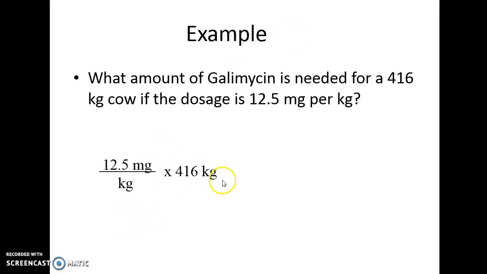Some of you like to write an over 1 so that it's a fraction. You don't have to, but you can. Notice, because this is in the numerator, anything without a denominator is in the numerator. That is in the numerator. This is in the denominator. They cancel out, and you end up with 5,200 milligrams or 5.2 grams, which is the dosage that you would give this 416 kilogram individual. So this is the method for getting rid of the per pound or per kilogram in a dosage.